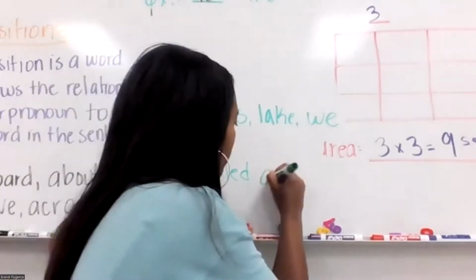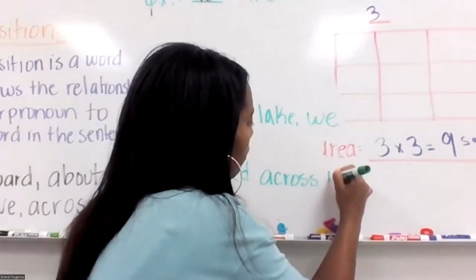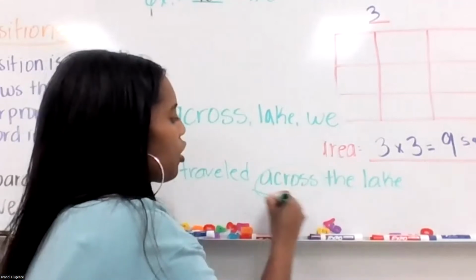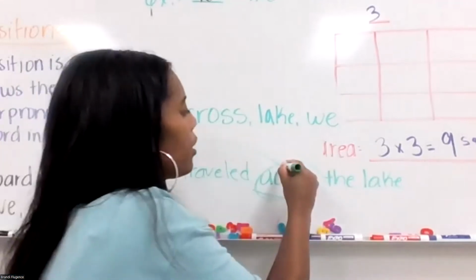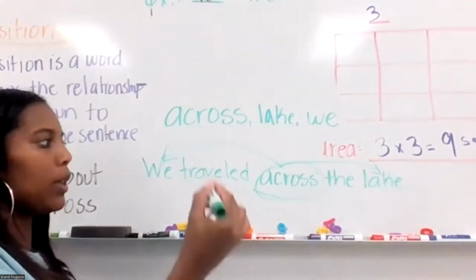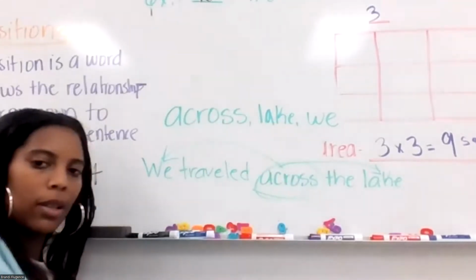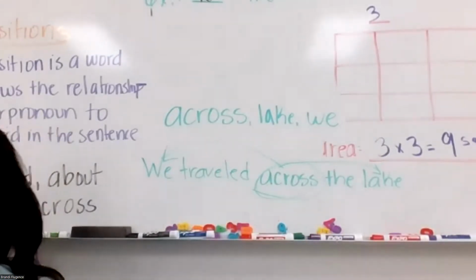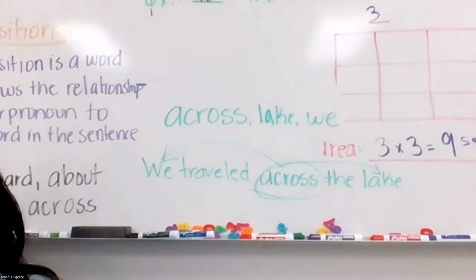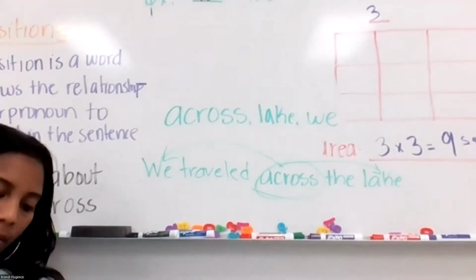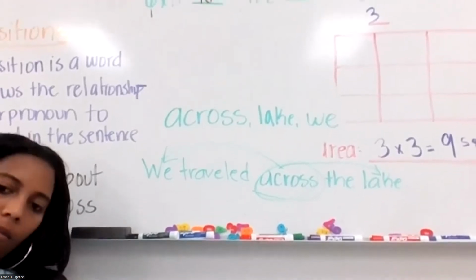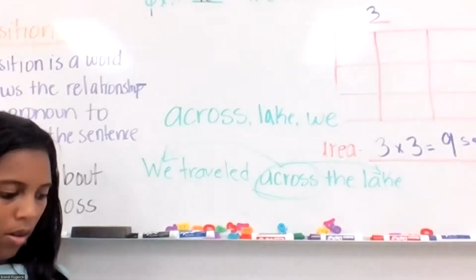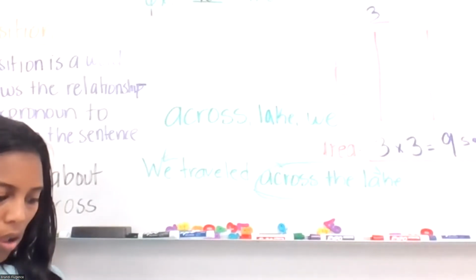We want to give a complete sentence. We traveled across the lake. So across is my preposition and it's connecting the pronoun we to lake. It's showing how they have a relationship. We traveled across the lake. See that? That's what prepositions do. I put the pronoun under the we and the preposition under across, so I can know which is which. And the noun.